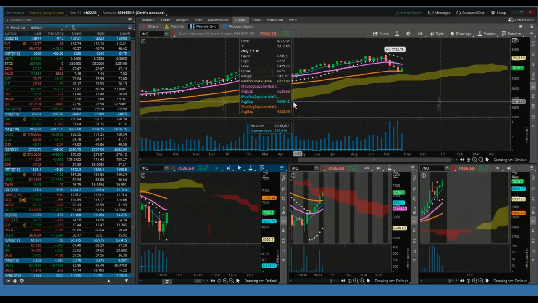As far as what you do once you get into the trade: you're in a trade, you're making money. What do you do? How do you determine? Like I said, there's no hard and fast rule, but we're going to go over some of it.